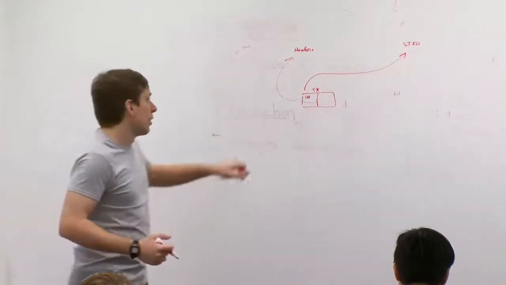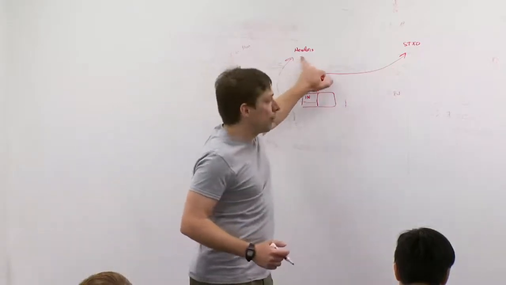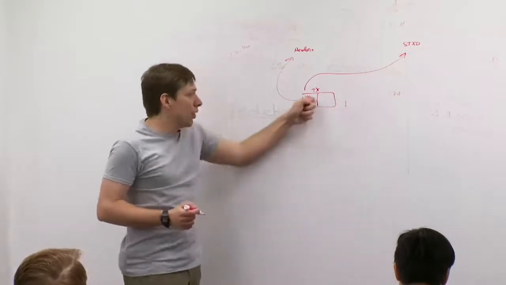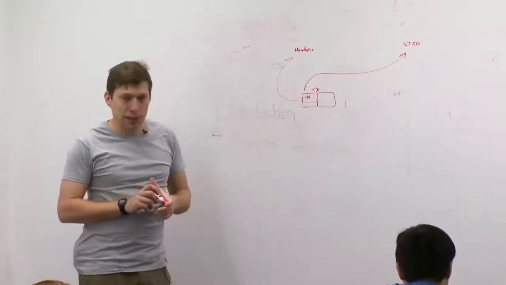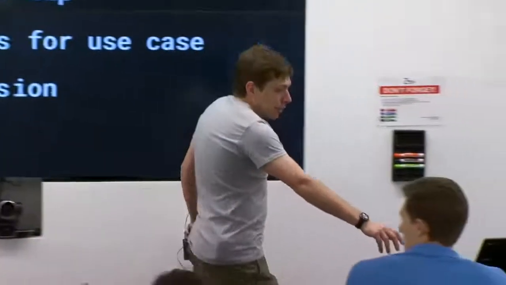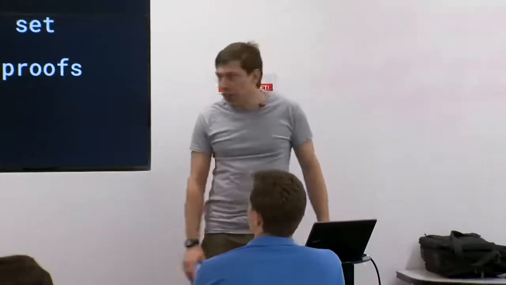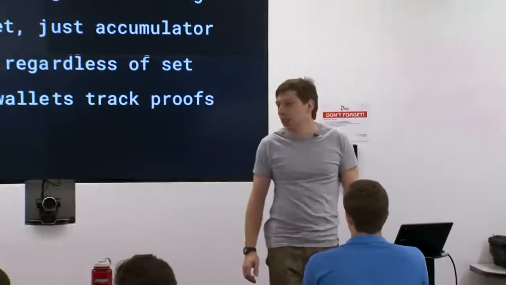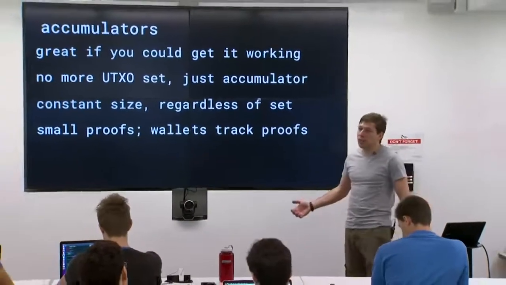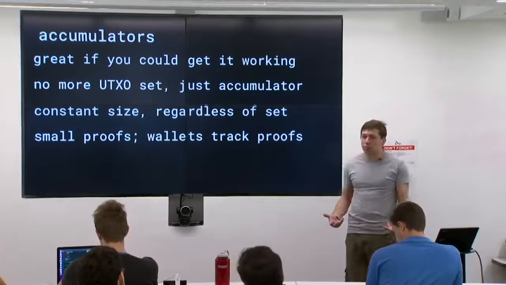So now you can accept that, oh okay, he gave me an SPV proof. He gave me a non-inclusion to the STXO set proof. So I know this transaction, this input still exists and can be spent. So what this would do, if you get it working, is you don't need to store the UTXO set anymore. You just store the accumulator. And then everyone provides proofs that, hey, I've got these coins.